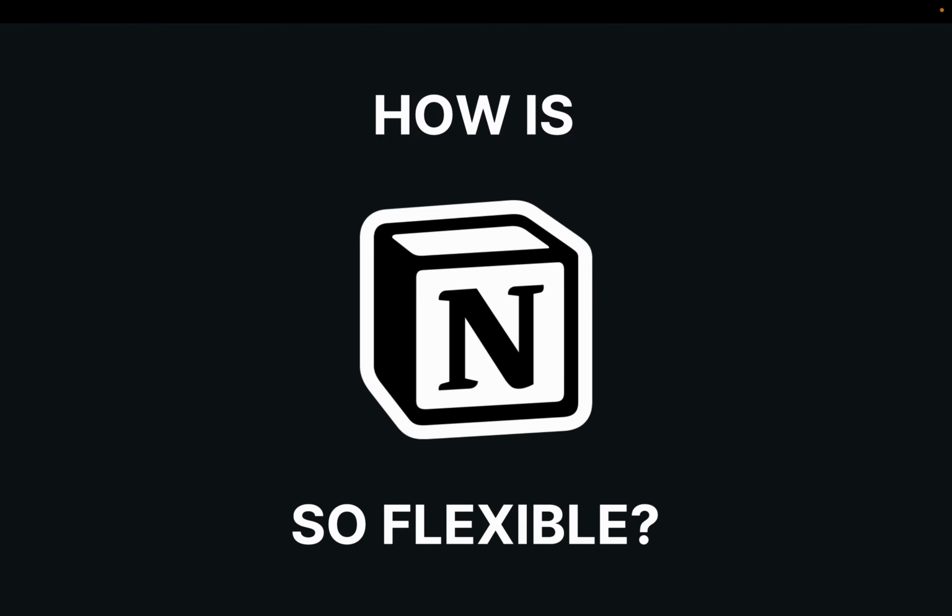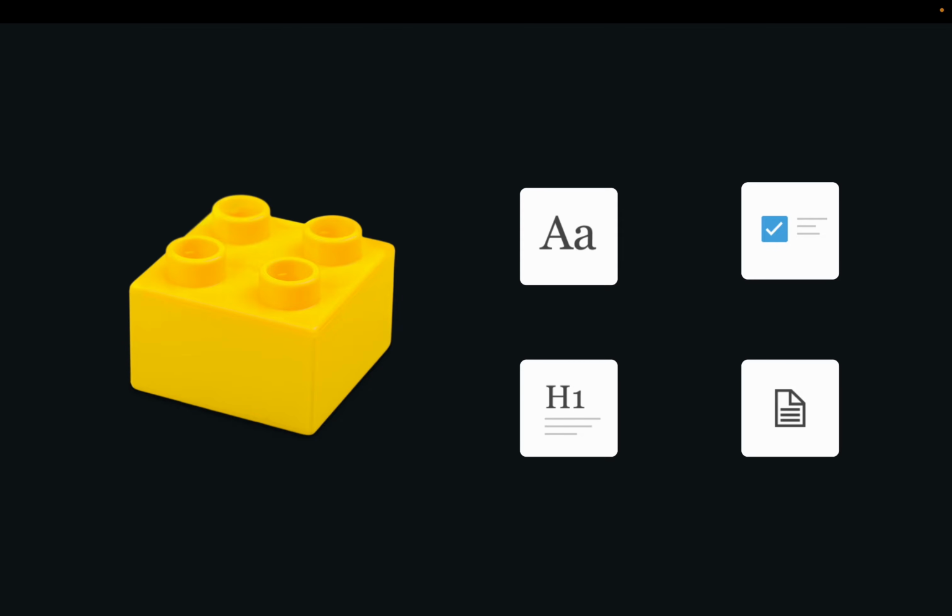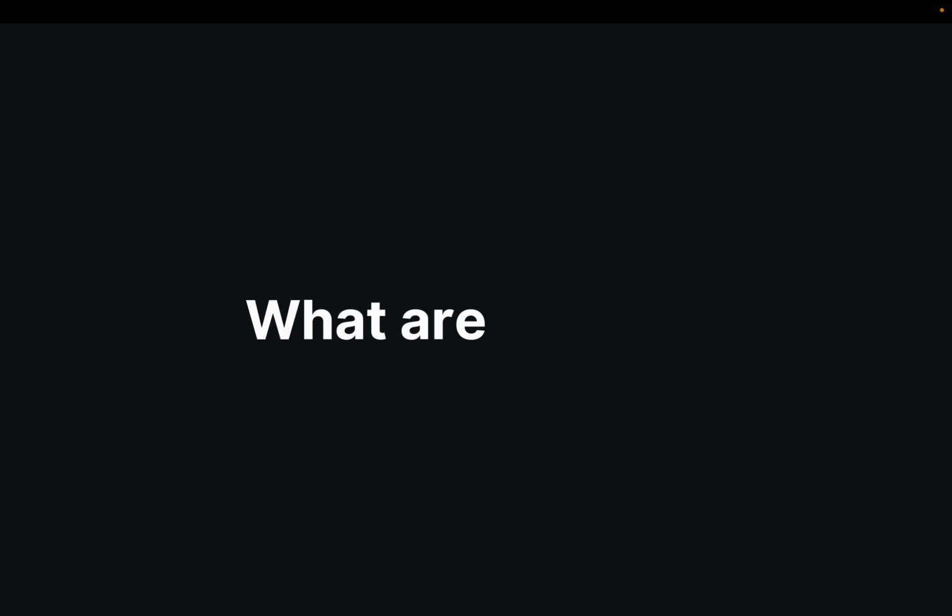Graphs, trees, blocks. How is Notion so flexible? Let's find out. Everything you see in Notion is just a Lego block. Text, to-do list, heading, even pages themselves are all blocks. So this begs the question, what are blocks?